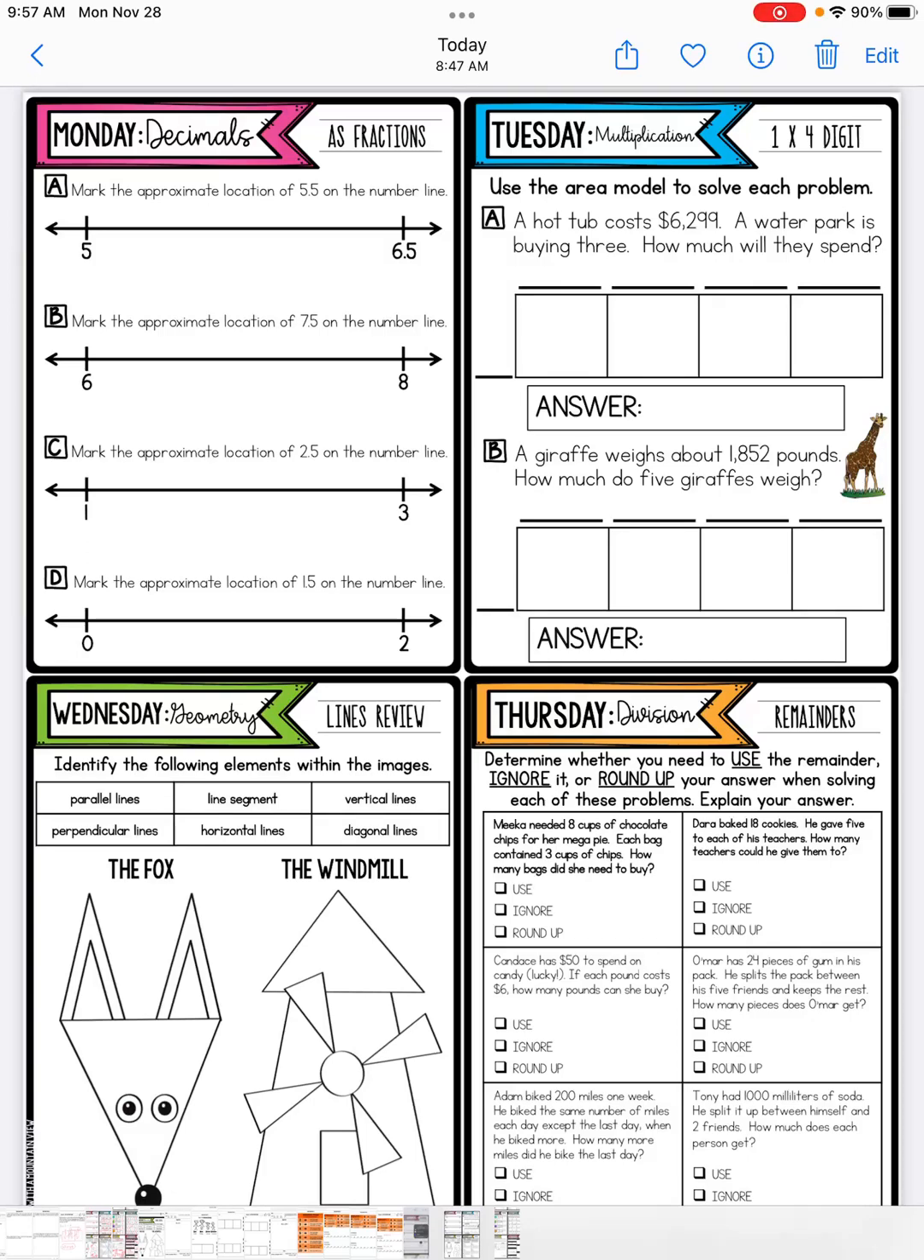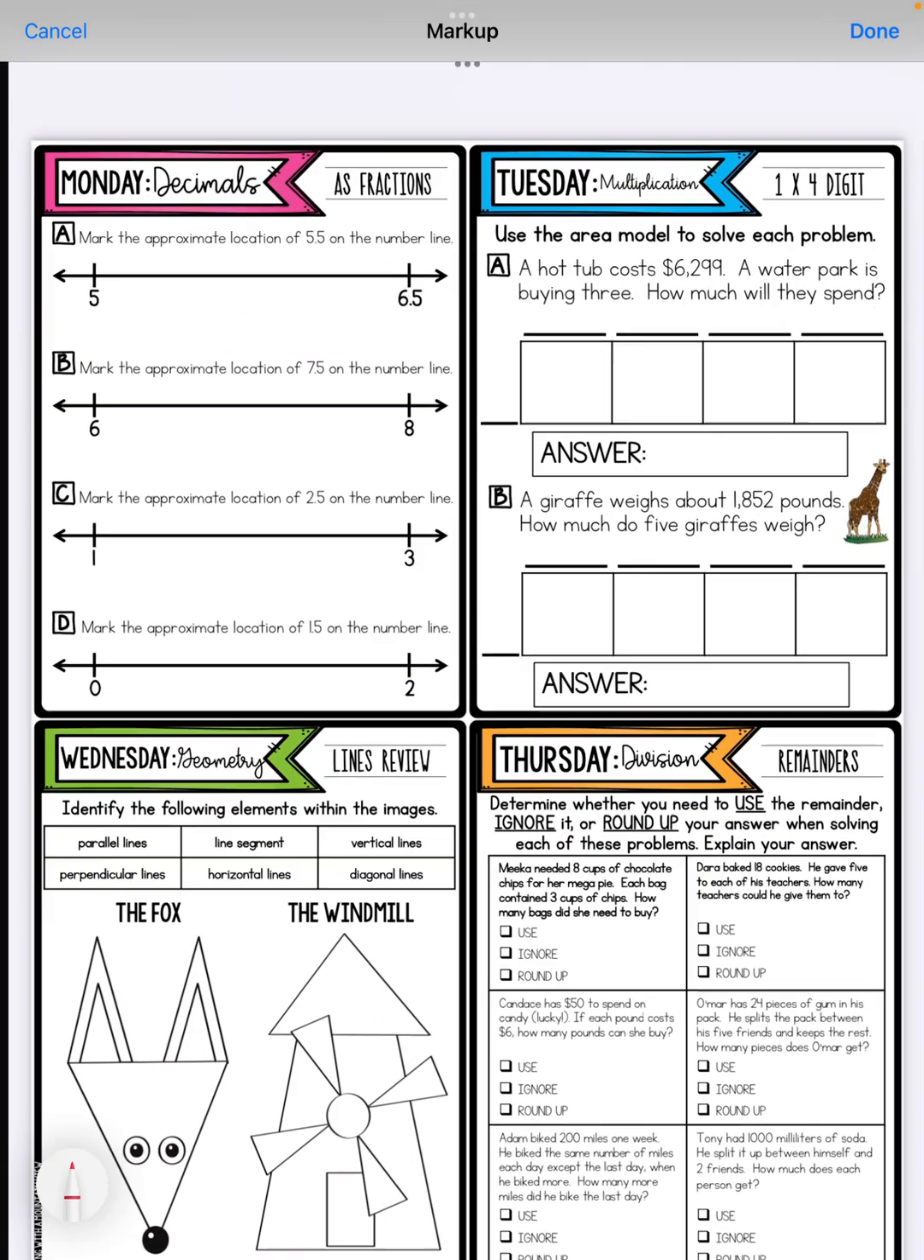Alright, Studio 4, here is the video that you can come back to this week to help you with your math boxes. So I'm going to quickly get into my markup and zoom in on Monday.